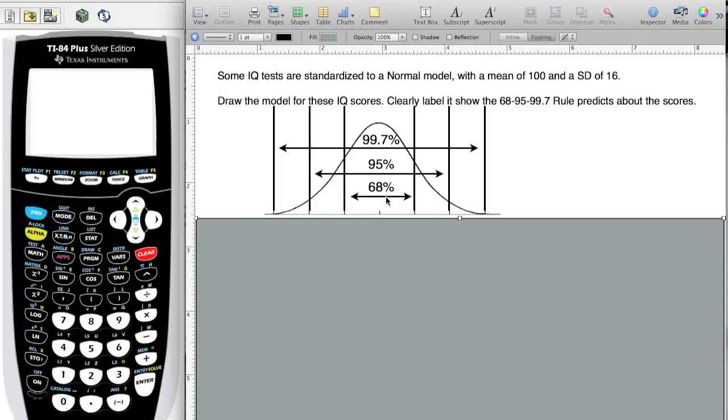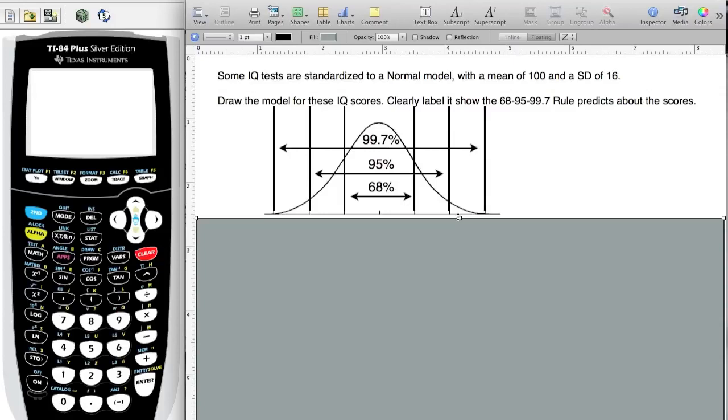We know that 68% of all data is going to fall within one standard deviation on either side of my mean, which is located here in the center. If I go two standard deviations out, then 95% of all the IQ scores I would collect would fall between the values at these marks. Three standard deviations out on either side, above and below the mean, I'm going to have 99.7% of all IQ scores fall into this range.